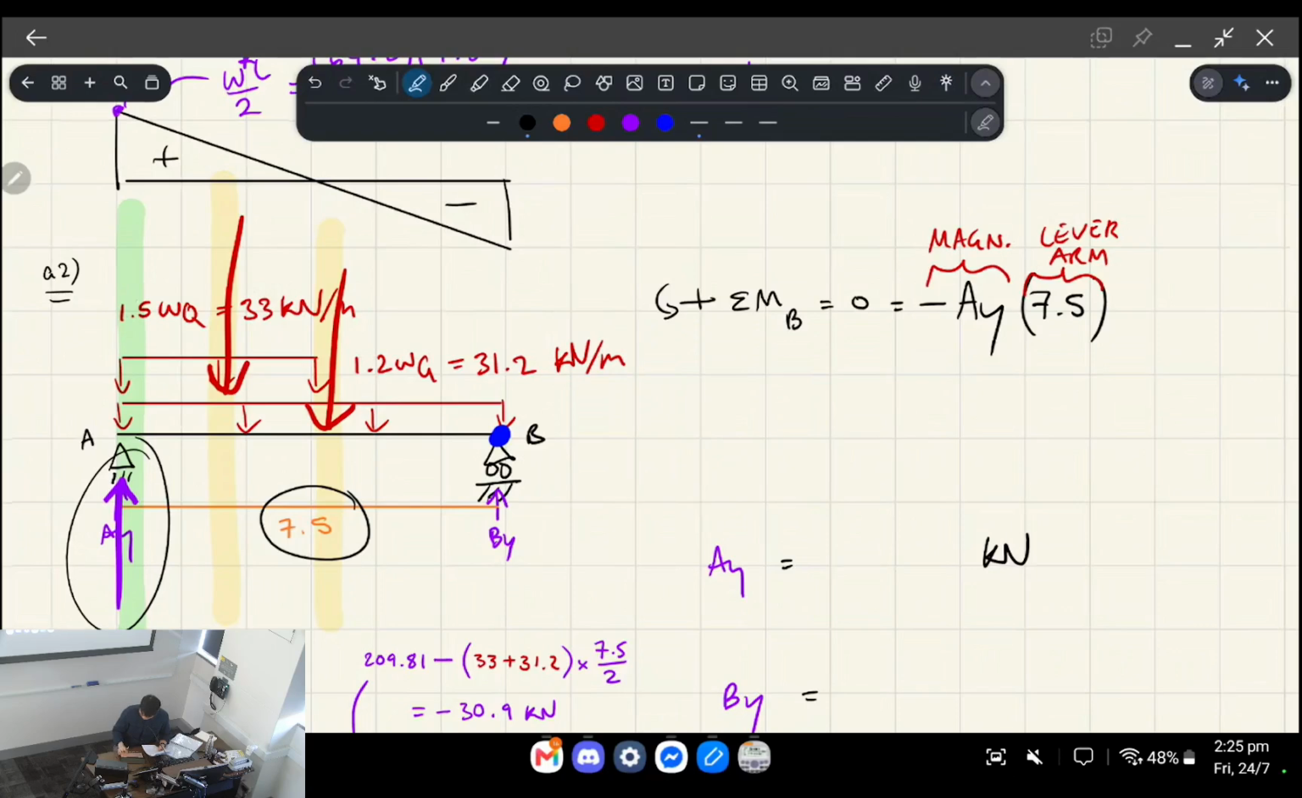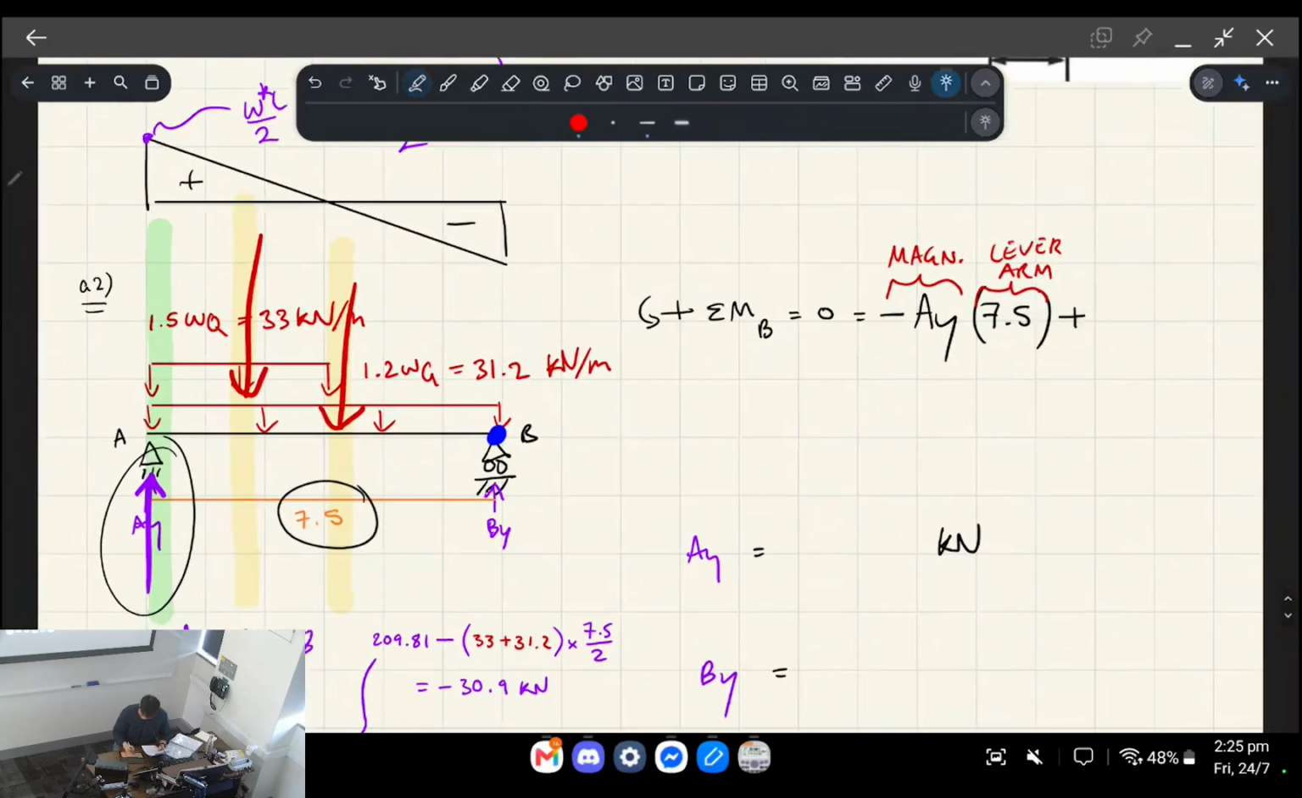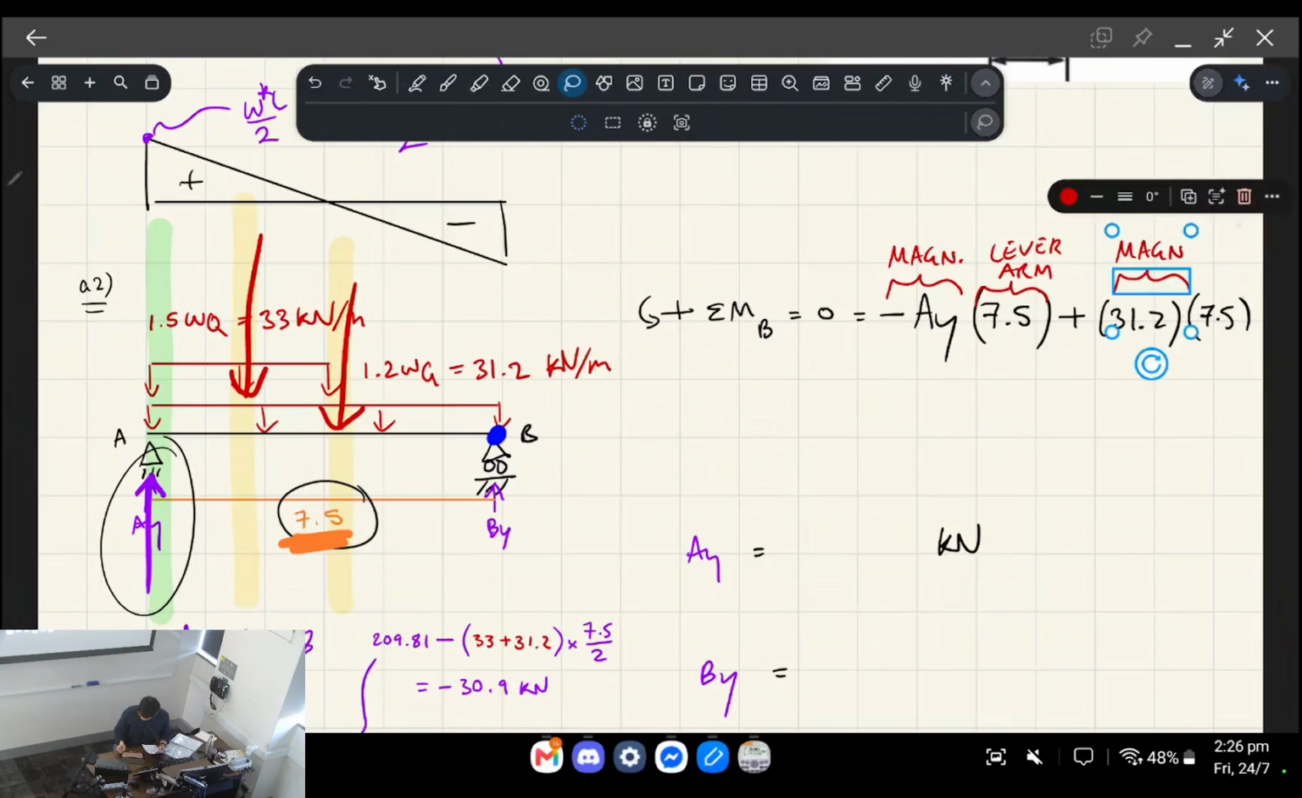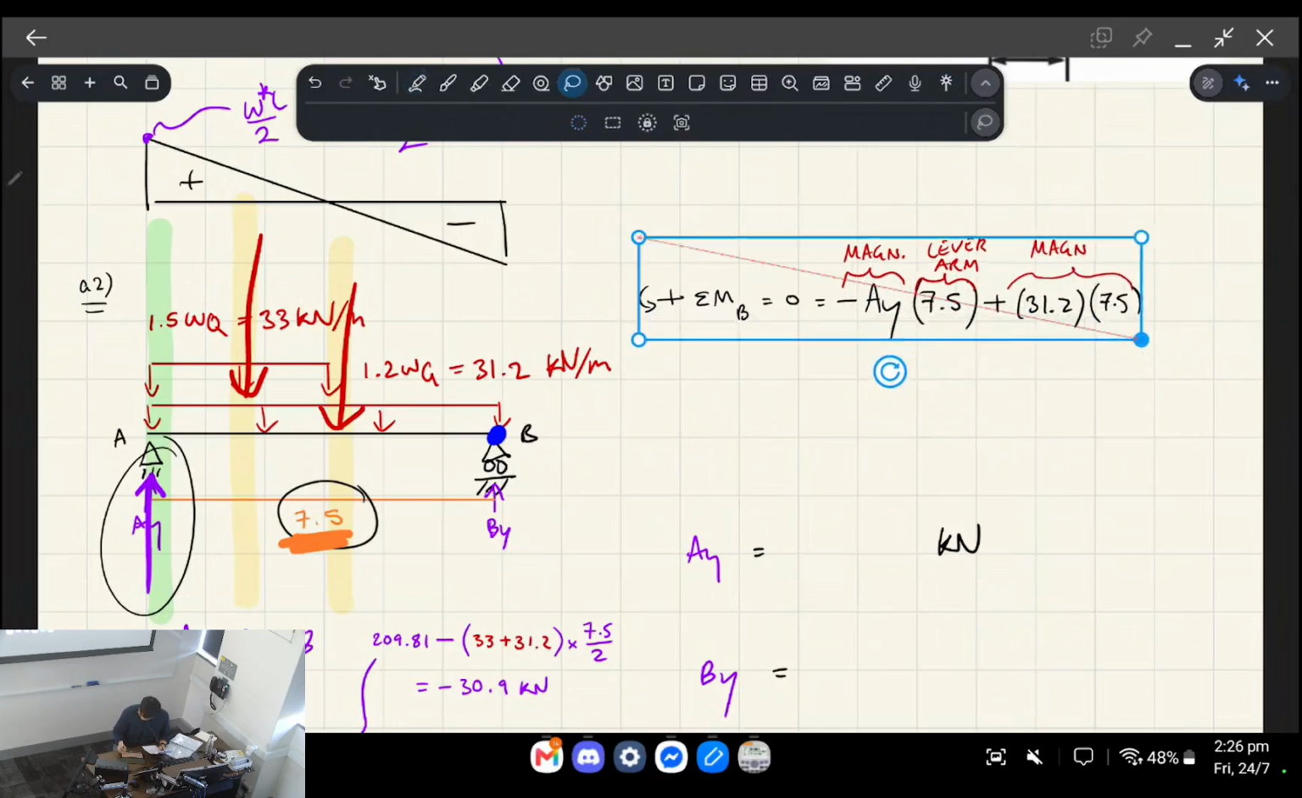Okay, so next we're going to account for this force, the force due to the dead load. So the force due to the dead load is 31.2, which is the distributed load. But then we're going to need to multiply that over the length in which that distributed load acts in order to find the equivalent point load. So we're going to multiply that by 7.5. In other words, the magnitude is these two numbers multiplied together, and then we're going to multiply that by the lever arm.